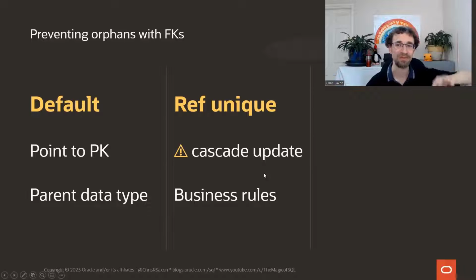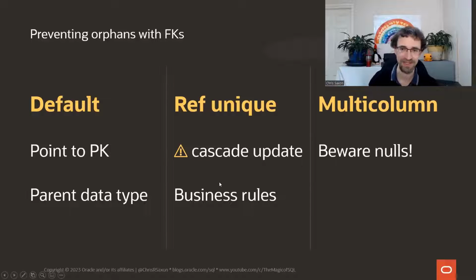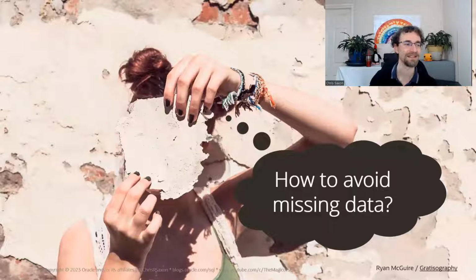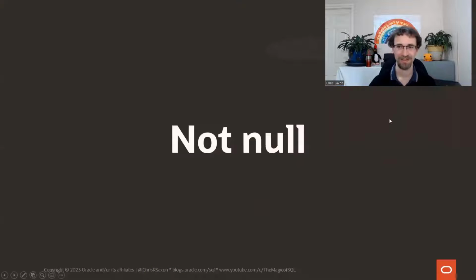But sometimes you might want foreign keys to point to unique constraints to enforce certain types of business rules. Finally, when we've got multi-column unique foreign keys, be very, very careful if any of the columns are optional. They allow nulls. So that leads us on to the final area of discussion, handling null or preventing null missing information. How do we do it?